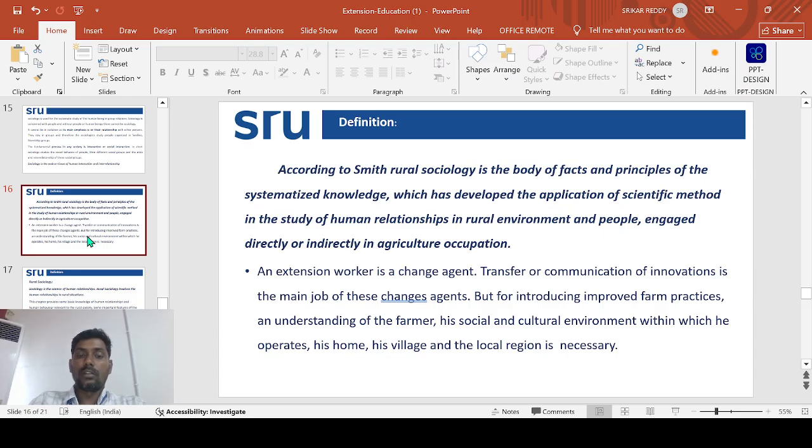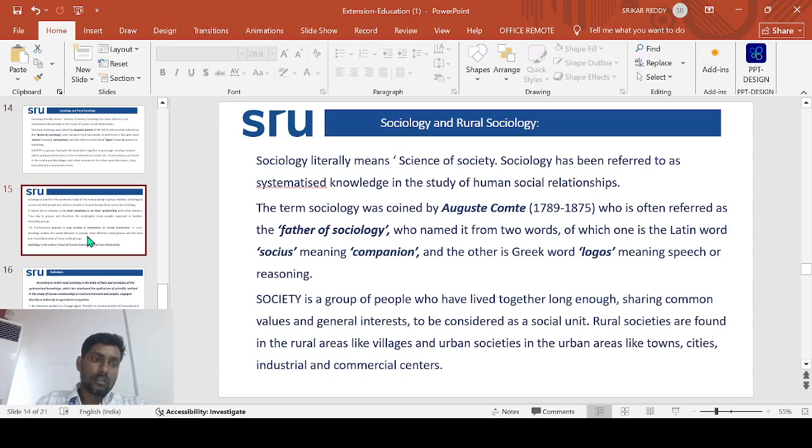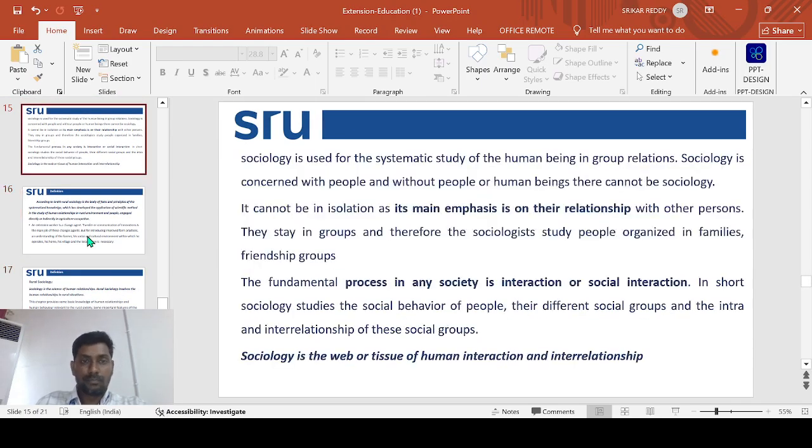The scientific methods are used for studying human relationship, so that they will develop systemized knowledge and a body of facts. They will study human relationships in the rural environment, of people engaged directly or indirectly in agriculture occupation, and those studies will be done using a scientific method. What will the scientific method result in? A systemized knowledge or body of facts will evolve after this study. So this is about rural sociology as well.